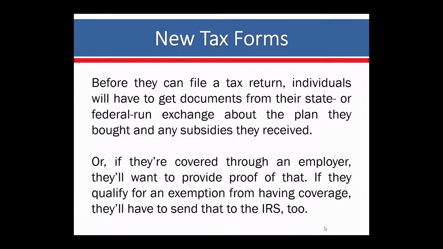Before they can file a tax return, individuals will have to get documents from their state or federal-run exchange about the plan that they bought and any subsidies that they might receive. Or, if they're covered through an employer, they'll want to provide proof of that. If they qualify for an exemption from having coverage, they'll have to send that information to the IRS as well.